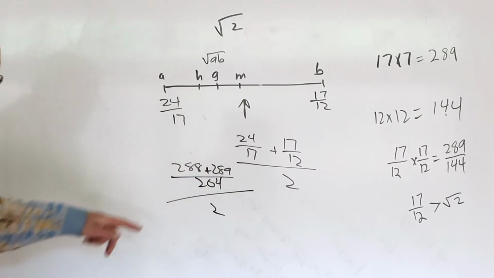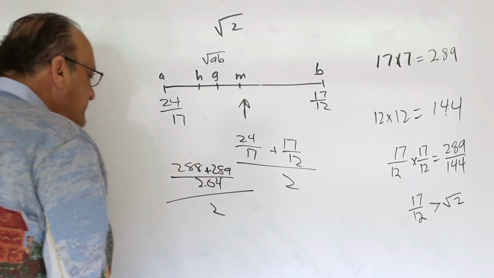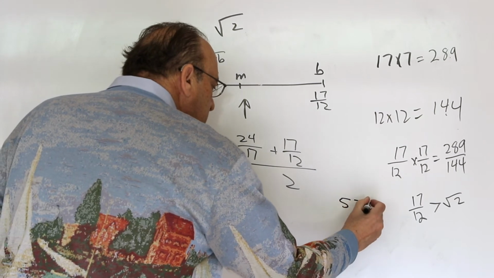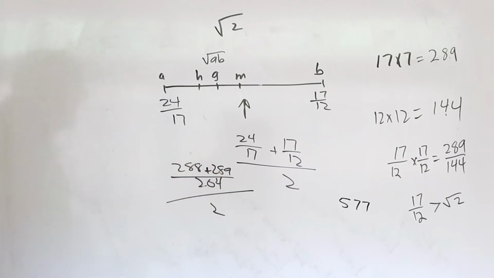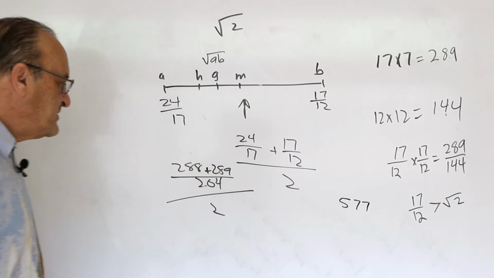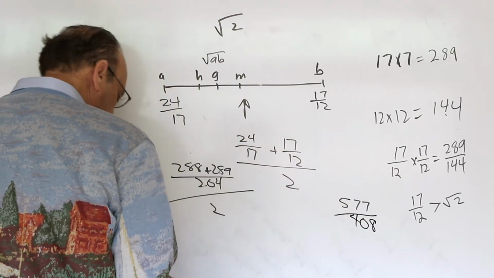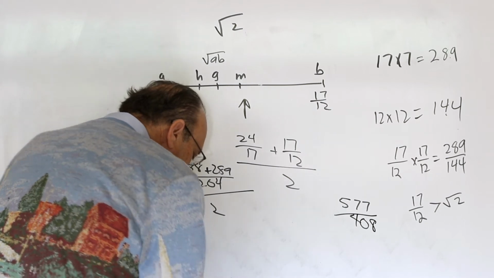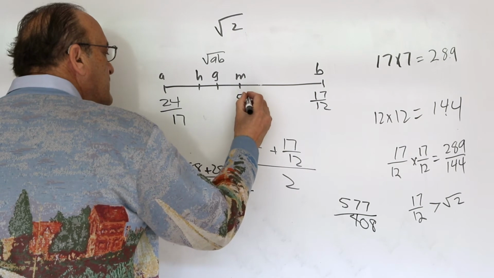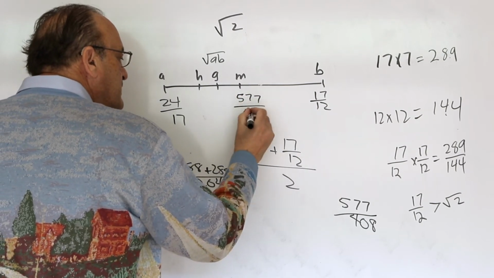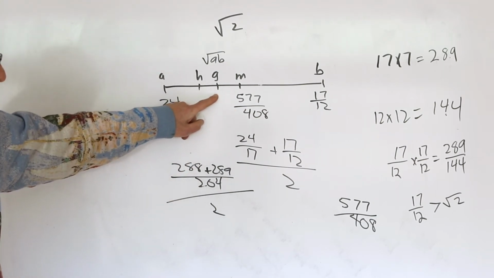So I can actually combine these two denominators, and if I add this and this, I'm going to get 577. I know that's 12 less than 300, 11 less than 300 together, 23 less than 600. And this is going to be 408. So I know this number is close to the square root of 2.